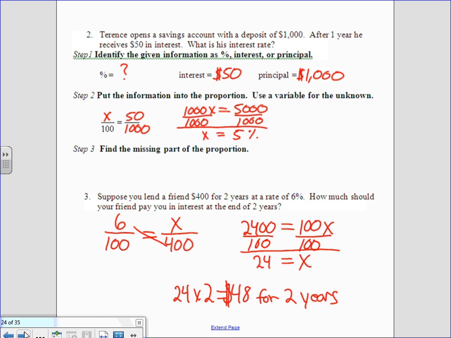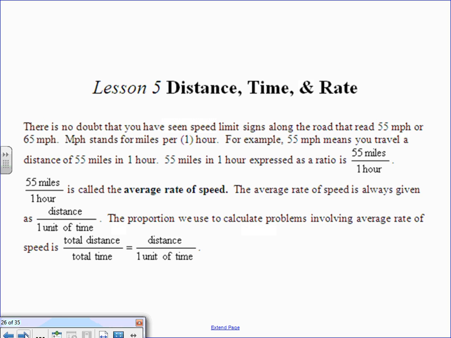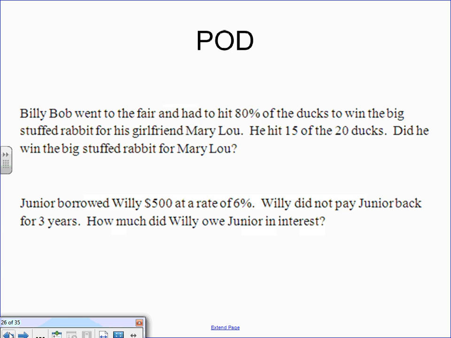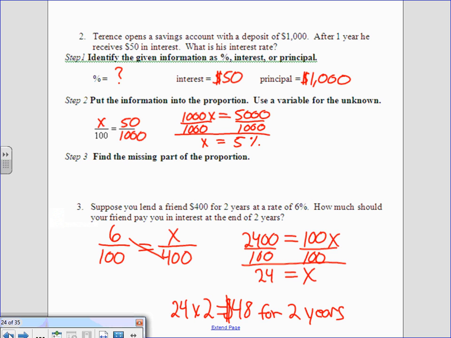Okay, that's the last example problem we have. You have the rest of the time to go ahead and work on your independent work and your review. Good luck.